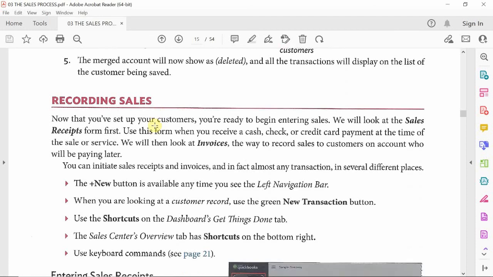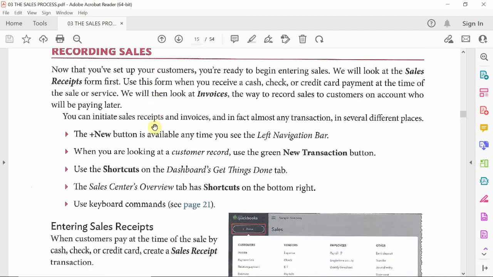So once again, you've got the plus new icon to record your sales. You have the customer center, you have the sales center, and so on and so forth.